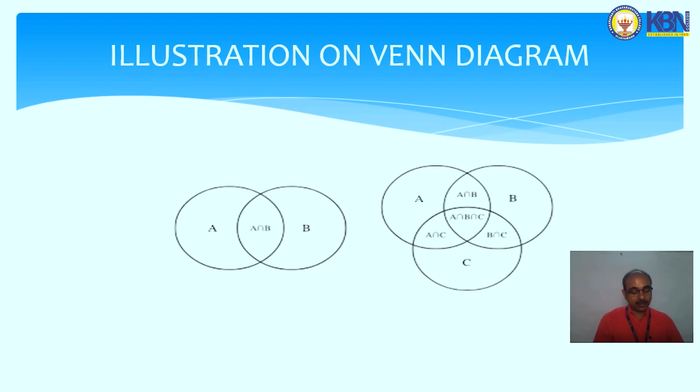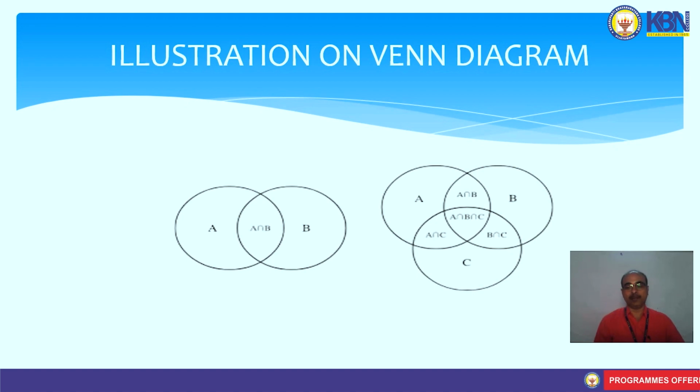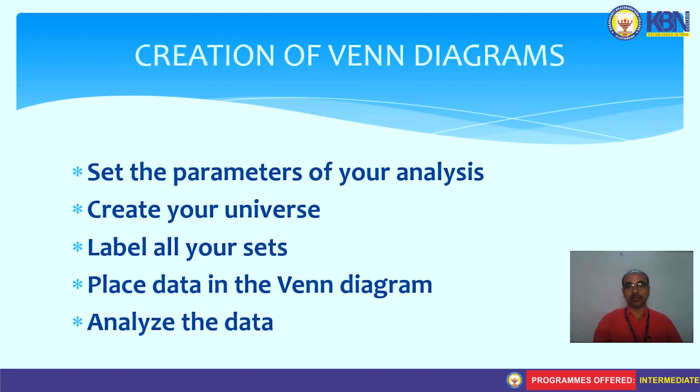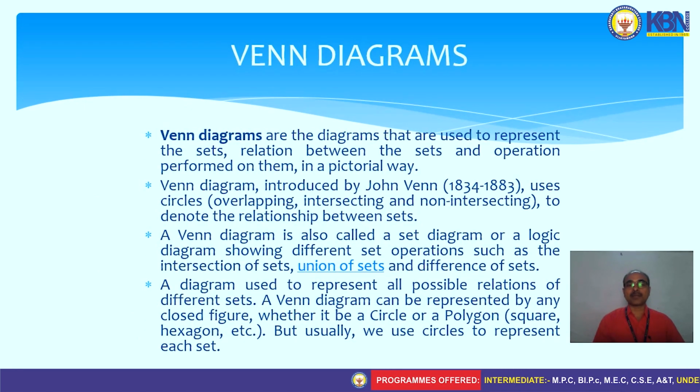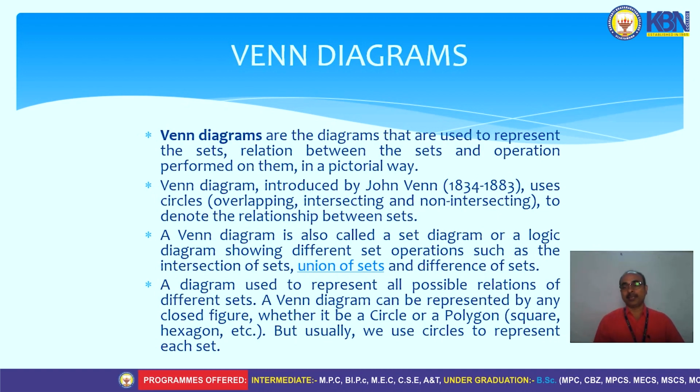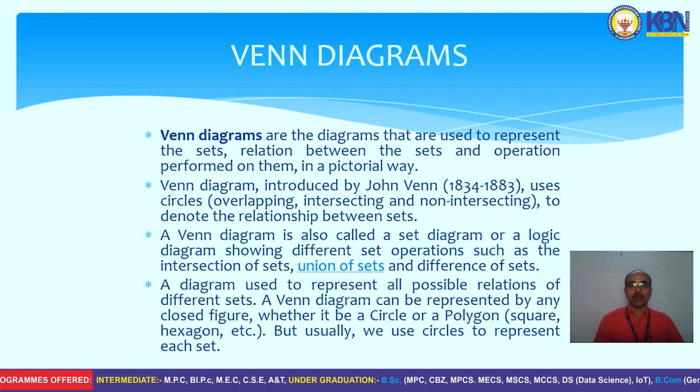Here, if you observe, the overlapping area is called the intersection. That means A intersection B is the overlapping of A and B. Next, let us move on to what is a Venn diagram. Venn diagrams are used to represent the sets, relation between the sets and operations performed on them. In the next slide, we will know various operations used in sets. Venn diagrams were introduced by John Venn.